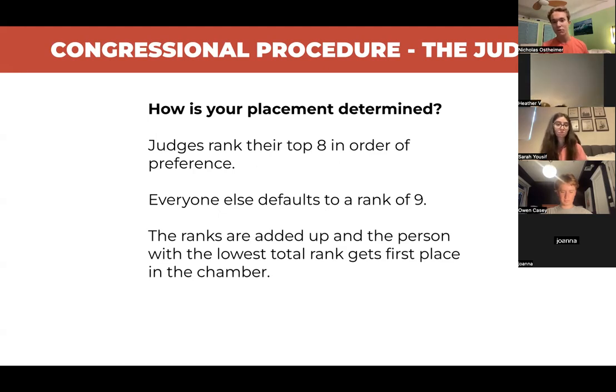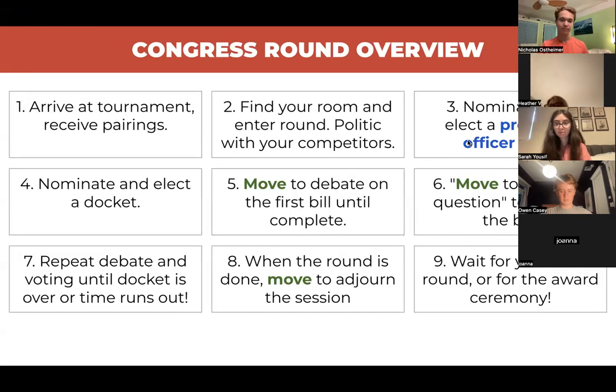To determine who gets first, second, and third place in the chamber as a whole, those ranks are added up, and the person with the lowest total gets first place, like in a game of golf. That's simple enough. Any questions? Cool. Okay. And finally, let's break a round of Congress down into each individual chronological part.